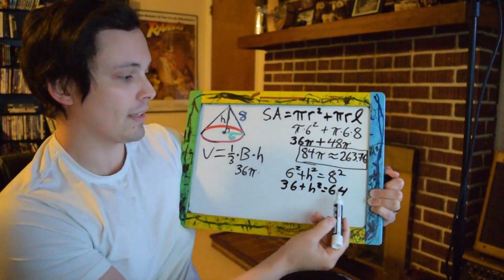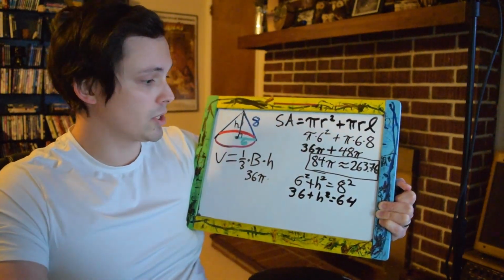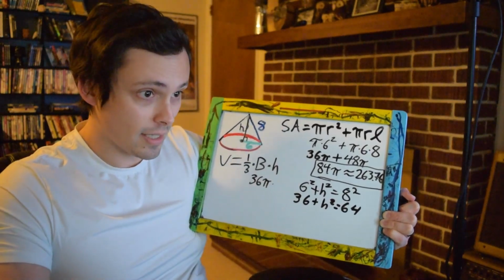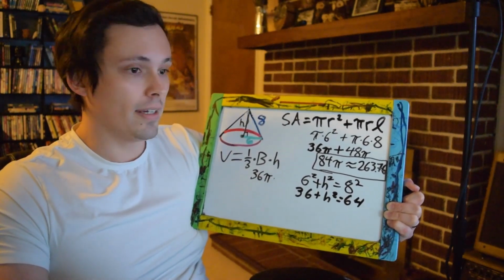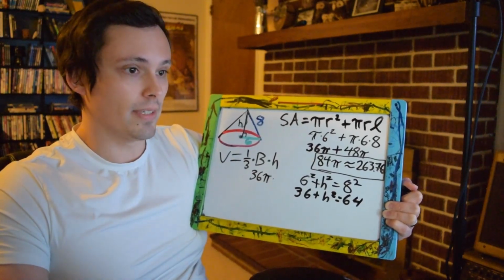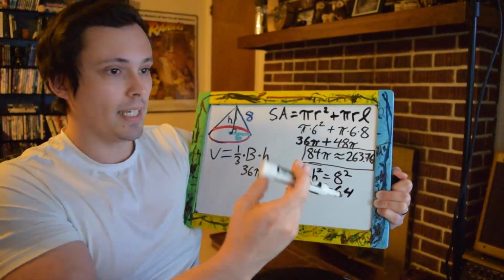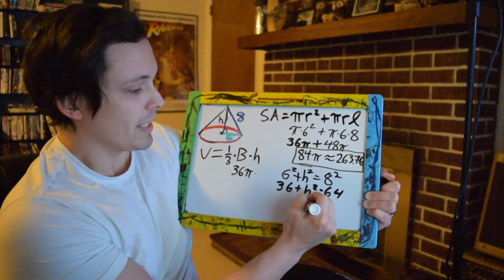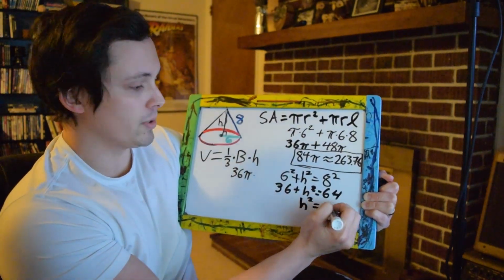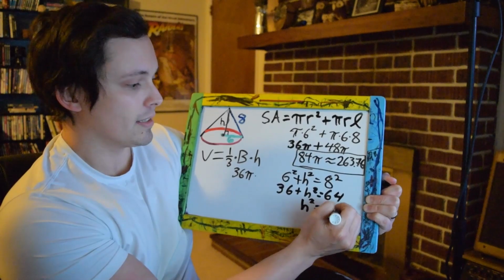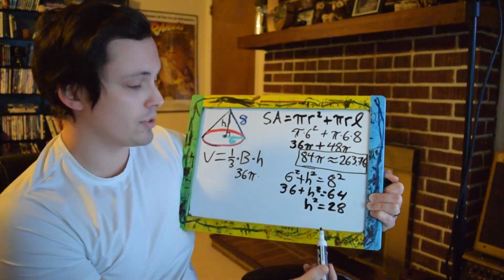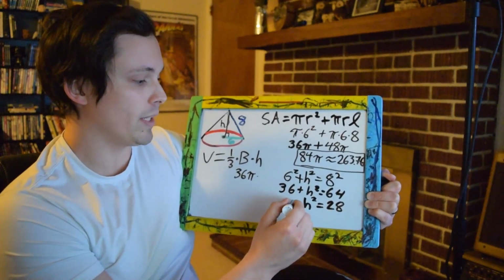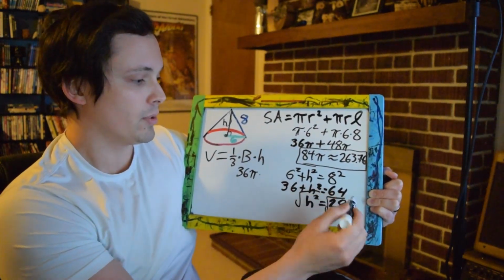Now I'm going to subtract the 36 from both sides. So 64 minus 36, I think, is 28, but I'm going to double check on my calculator since I'm recording a video and don't want to re-record it with mistakes. So yes, it is 28. So we get h squared is equal to 28, so that would mean that h is the square root of 28.